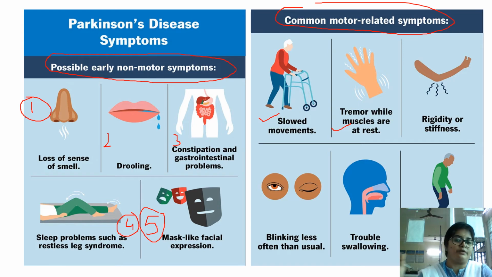They cannot move properly. And then blinking of the eyes is very less, because even the muscles in the eyes are also at problem. That is why they cannot move the eyes properly, blink the eyes properly. And they have trouble swallowing, because the muscles present in the throat are at a problem, so they cannot swallow properly. And here there is instability in the posture.